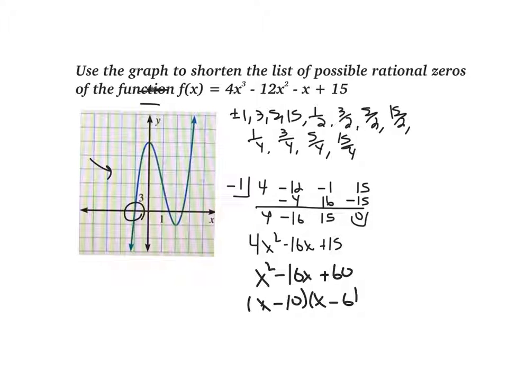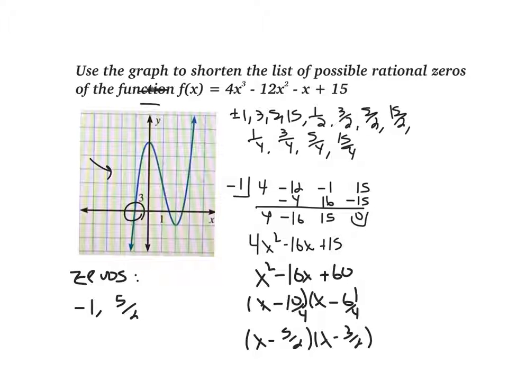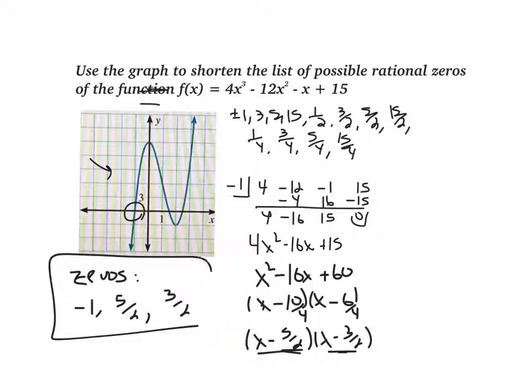Now, divide by the 4 again. Bring the 4 back in here. Divide. That would give me 5 halves. That's going to give me 3 halves. And then slide one more time. So I actually don't need to because it just says find the zeros. So that's good enough. My zeros would be negative 1, the one I found first. 5 halves is going to come from right here, and 3 halves is going to come from right there. And there are your zeros right there.